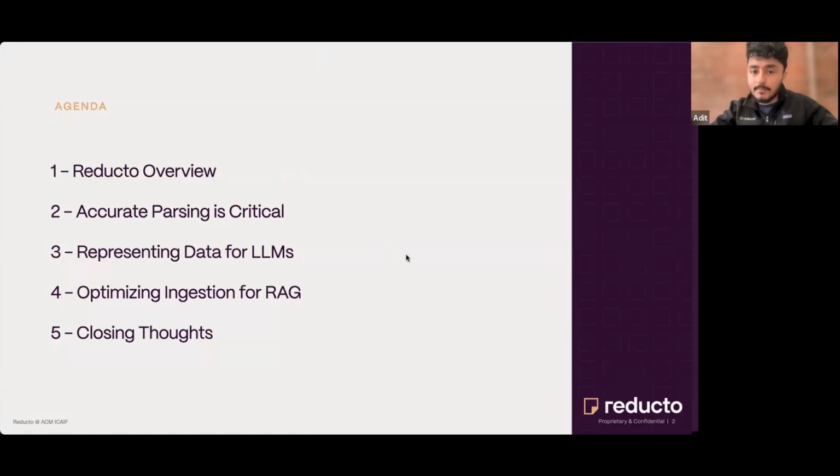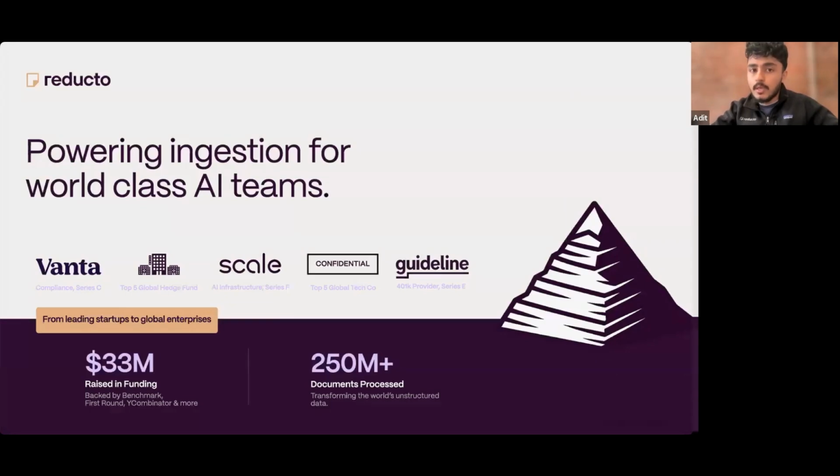So let's start with the first thing, which is who we are. Today, we're lucky to work with what I consider to be a lot of the best teams in AI. That includes a lot of the non-AI-specific companies that are building AI products, like Banta, Guideline, Notion, and Airtable. But it also includes a lot of the newer AI application companies, like Harvey, Legora, Rogo, and so on, all the way through to really large enterprises.